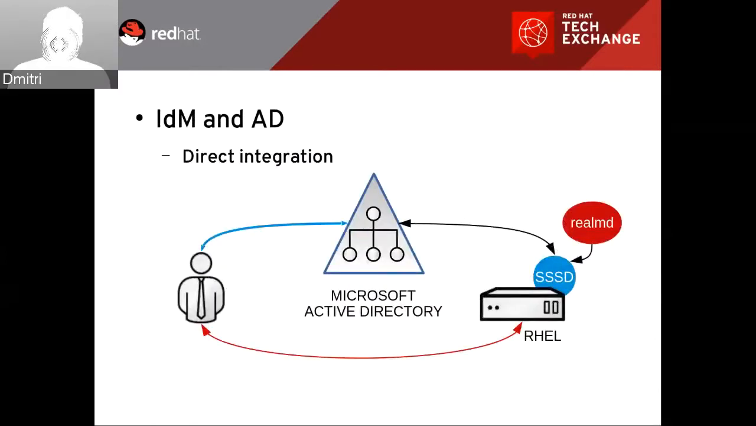Okay, identity management and Active Directory. So there are actually two ways in which enterprise Linux systems can be integrated with Active Directory. I touched on that a little bit earlier. There is direct integration and indirect integration. With direct integration, you connect Linux systems into the Active Directory domain. And you can do it multiple ways.